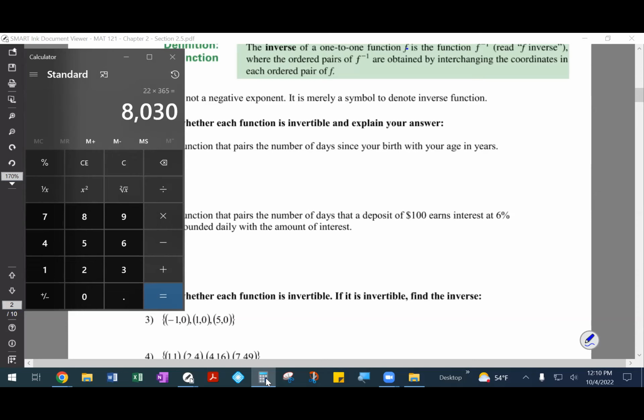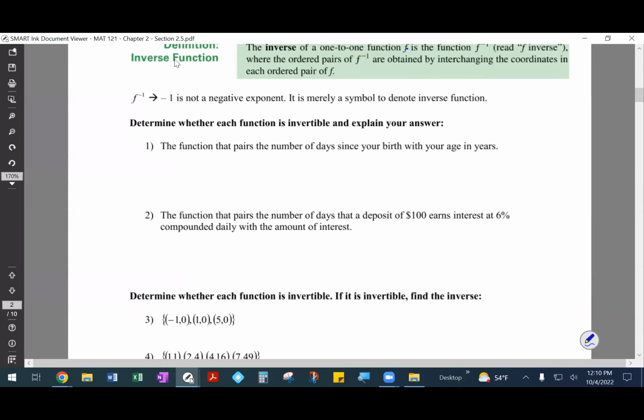Okay, so just keep in mind, number of days will help us calculate the age, but just knowing the age in years will not help us calculate the number of days. And additionally, it would not be a unique relationship, because if two people are 40 years old, we really cannot say they're going to have the same number of days since they were born. Okay, so this one is not invertible, because it is not one-to-one.